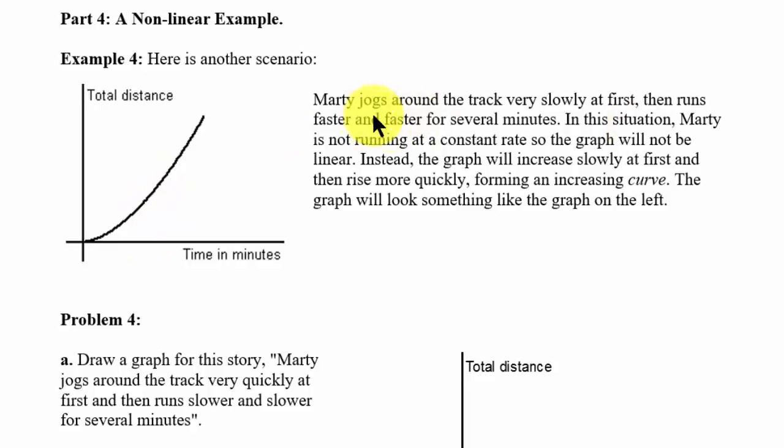So take a moment just to read this paragraph here. You notice how it says Marty jogs very slowly at first and then faster and faster? If it said Marty jogged at a constant rate, we'd have a straight line. But slowly at first, that's this area. And then the faster and faster is the steeper part, okay? And then they take a moment to let us know Marty is not running at a constant rate, so the graph will not be linear.